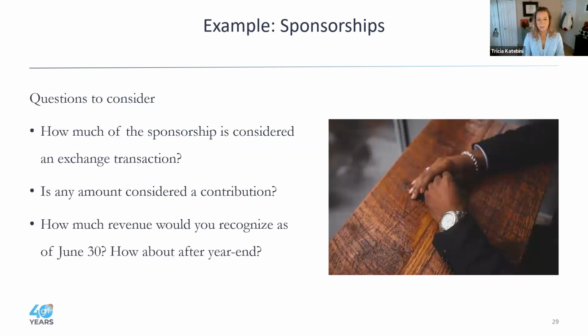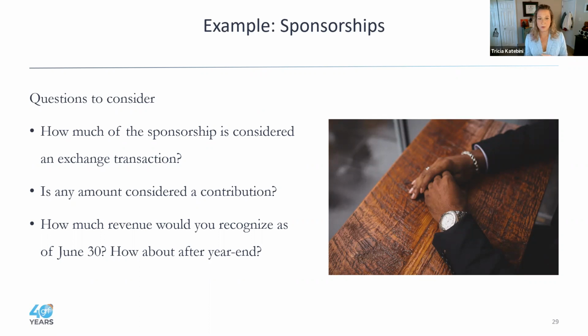Great. So when we talk about sponsorships, I think one of the big things here is, again, we talk about bifurcation under Topic 606. So when we think about it, there's an exchange portion, there's commensurate value that's being given. You're getting to play golf, you're getting food, you're getting beverages. So how much of it is truly the exchange portion? We went over that in the example, and we'll give you the answer that we've come up with.